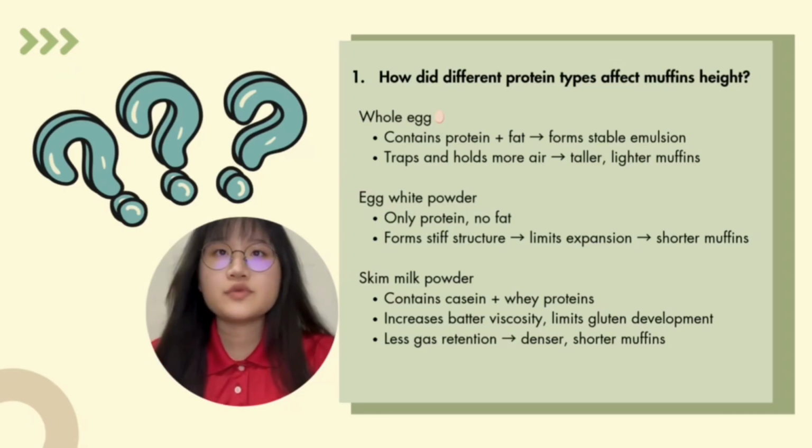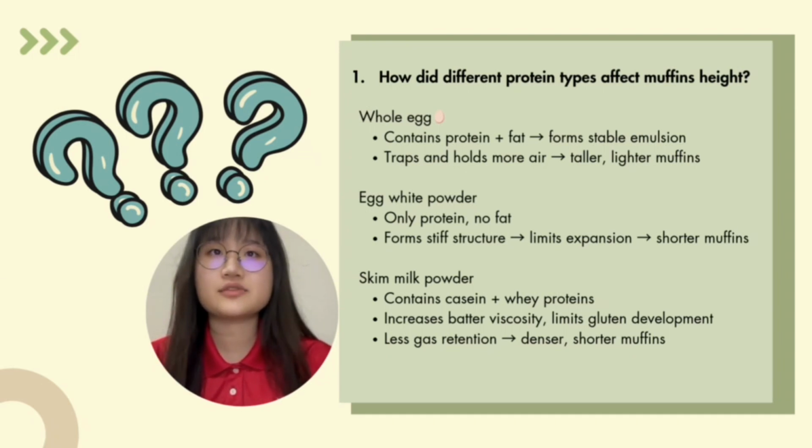So now let us move on to the discussion questions. The different protein types affect the muffin height by influencing the batter structure and its ability to trap and retain the gas during baking. Muffins made with the whole egg generally show greater height compared to those made with egg white powder, skim milk powder, or their combinations.